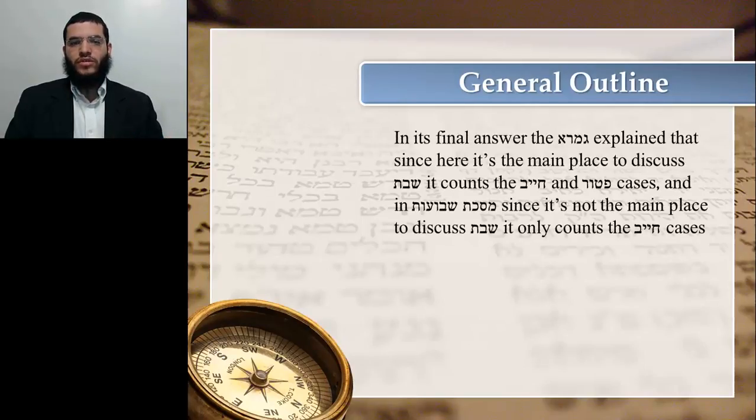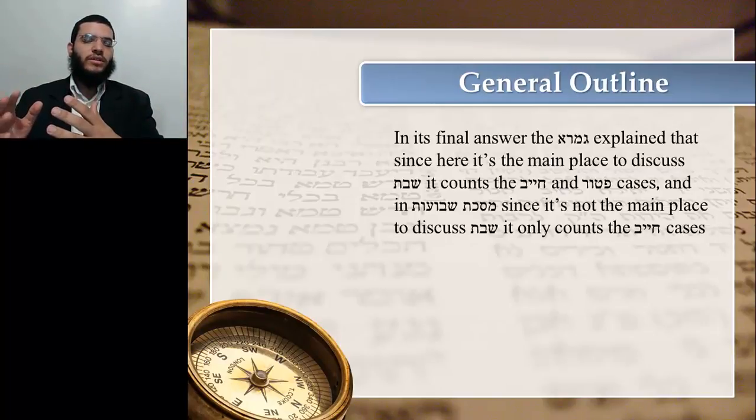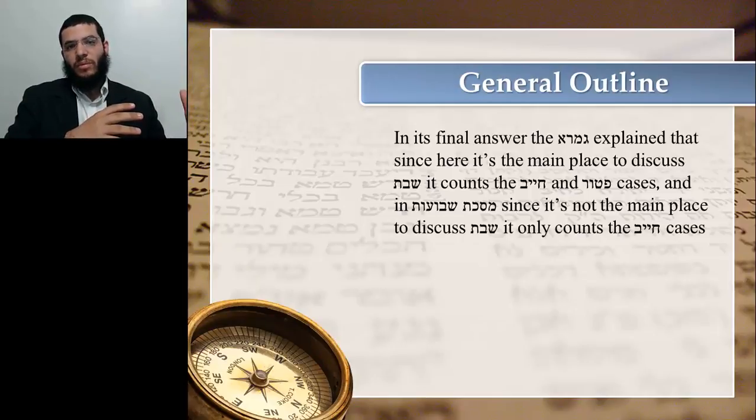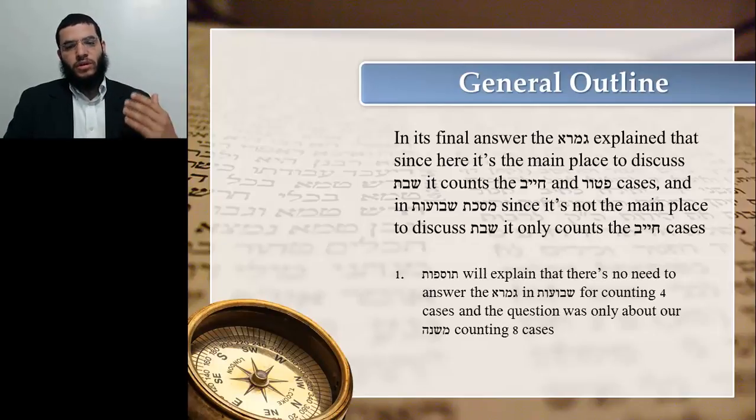So the general outline of Tosfos is, in its final answer, the Gemara says that in our Mishnah we count 8 cases, because since it's the main place to discuss the topic of Shabbos, we count the Chayiv and Pater cases, and in Masechta Shavuos, the Mishnah only counts 4 cases, because since it's not the main place to discuss the topic of Shabbos, it counts the Chayiv cases, but it does not count the Pater cases. Tosfos will explain that there's no need to answer the Gemara in Shavuos for counting 4 cases, and the whole question was only in our Mishnah counting 8 cases.